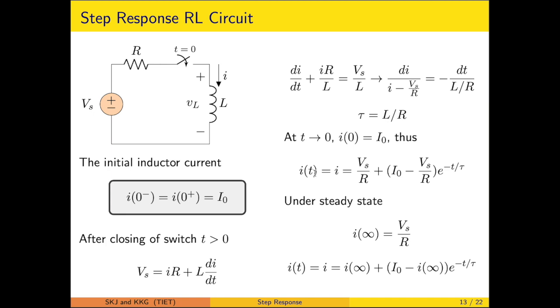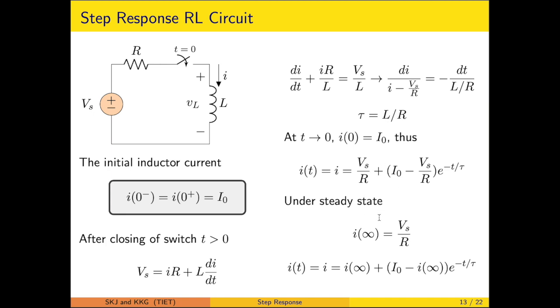di by dt. This equation is rearranged so we can do the integration likewise. The current terms are on one side, the time terms on the other side. It is giving rise to the equation I of t is equal to Vs upon R plus I0 minus Vs upon R multiplied by e to the power minus t upon tau.